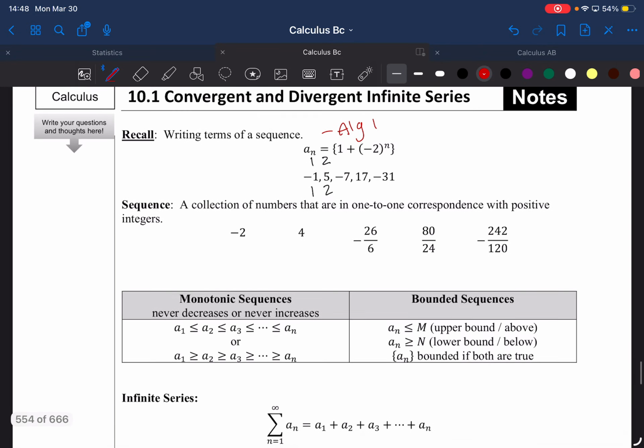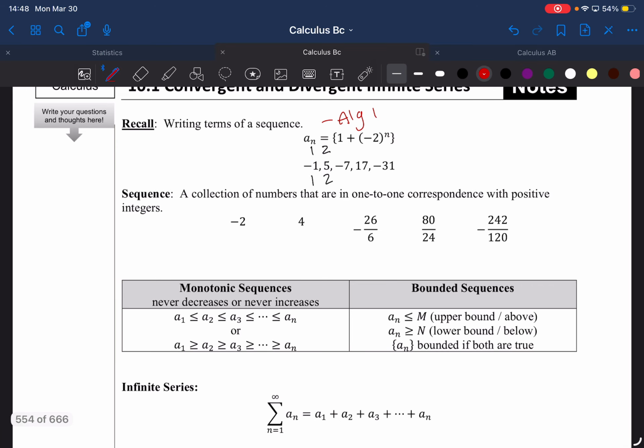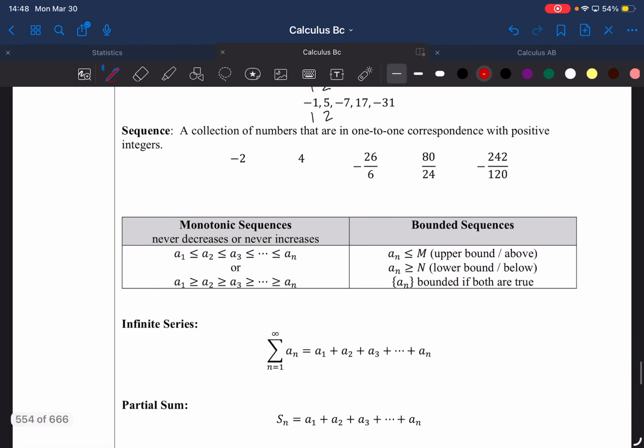So it says a sequence is a collection of numbers that are in one-to-one correspondence with the positive integers. This is just another example of a sequence, which means there is some formula, a sub n, that forms a relationship between all of these numbers. There is such a thing as a monotonic sequence, which means that the sequence never increases or decreases. And there's also a bounded sequence where some a sub n is either less than or equal to M, the upper bound, or greater than or equal to N, the lower bound.